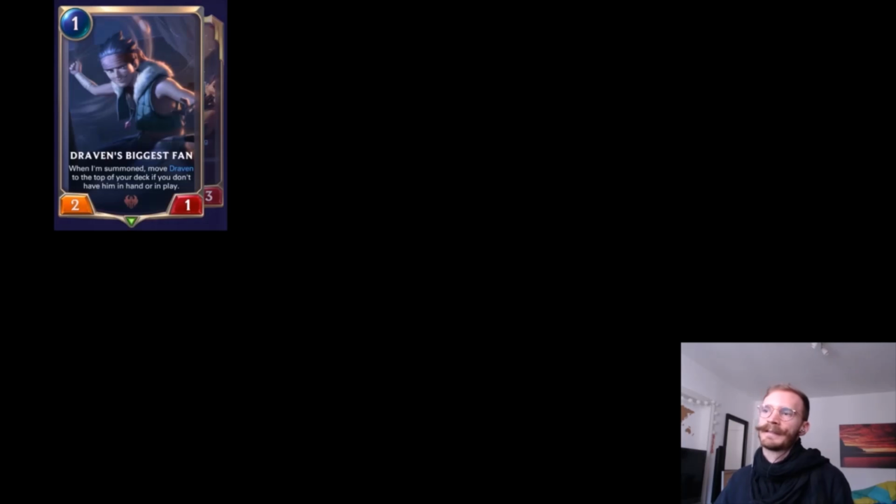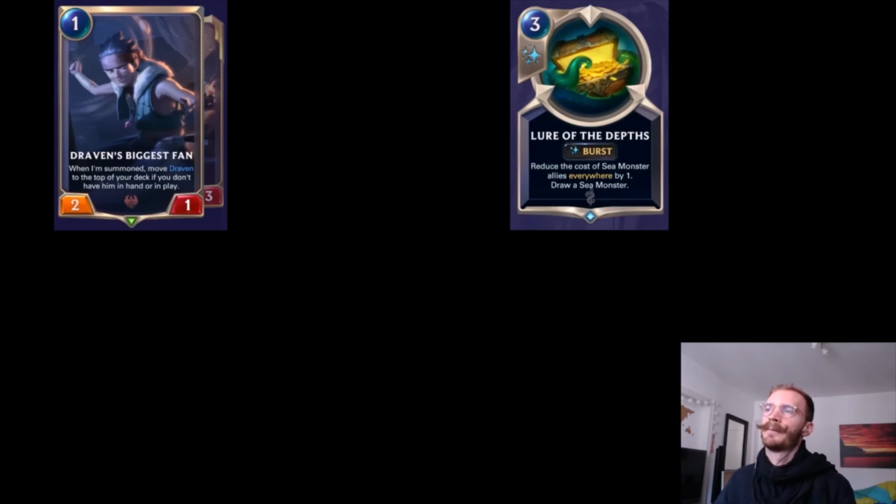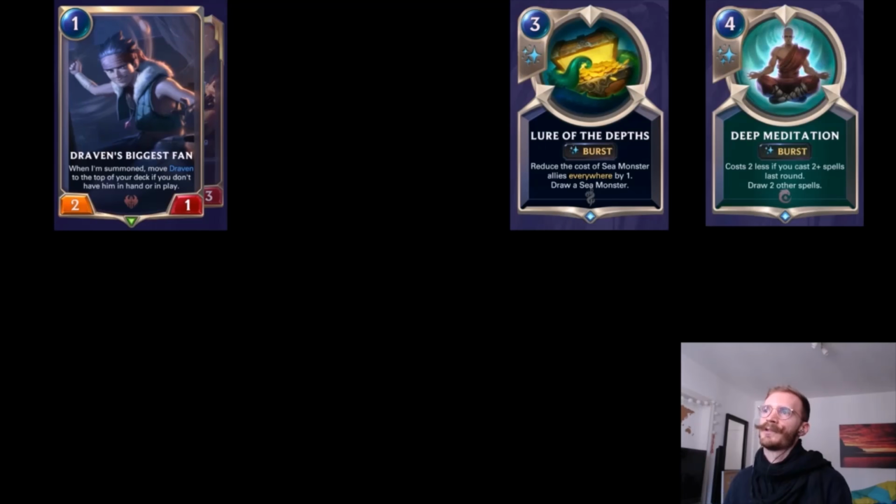Our opponent can play some cards which make him draw either specific cards or from a very narrow range of cards. A good example would be Draven's Biggest Fan. It gives us precise information on the opponent's next draw. Some less reliable information would be Lure of the Depths, for example, or Deep Meditation, which limit the range of the drawn card to the pool of either sea monsters or spells our opponent has left in his deck.